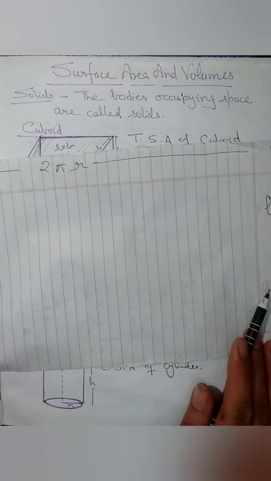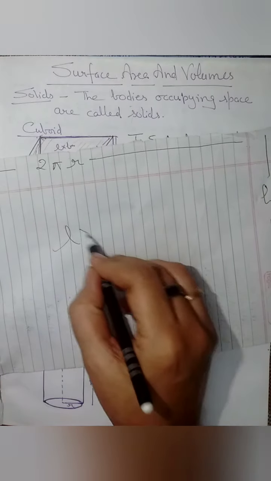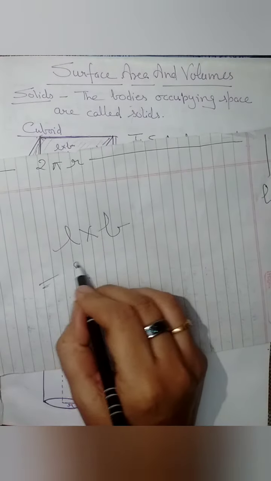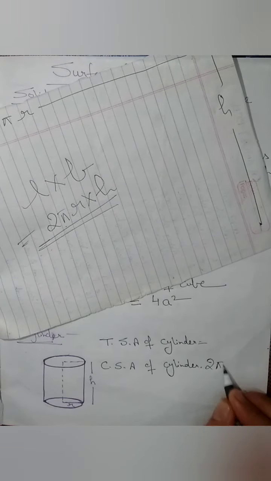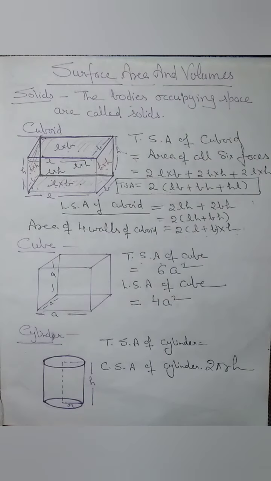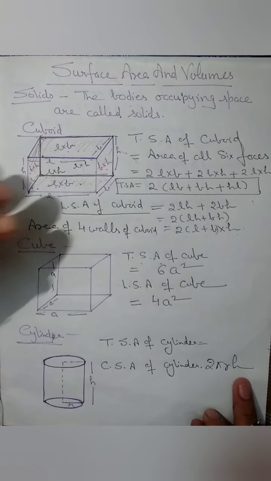So curved surface area of cylinder will be equal to area of this rectangular sheet. As we know formula for rectangle is length multiplied by breadth. It means 2 pi r multiplied by h. That will be equal to 2 pi r h. This is curved surface area of cylinder.